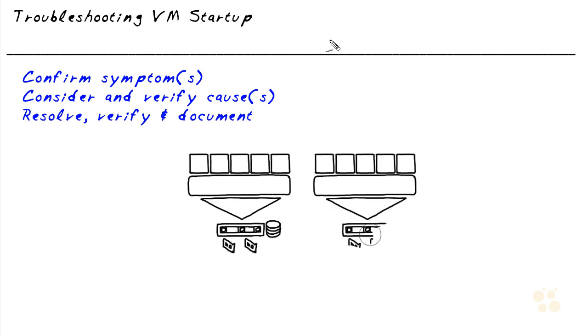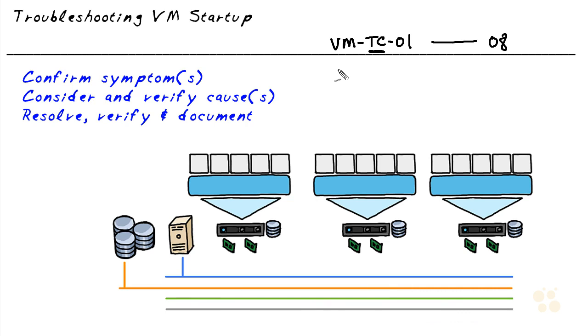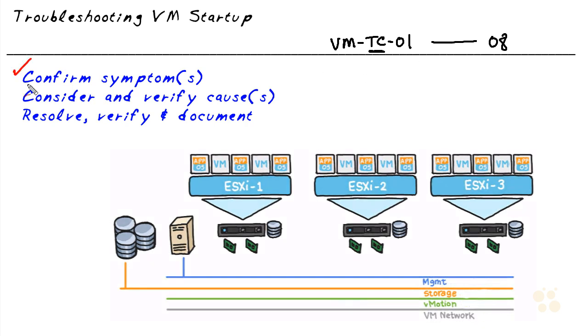For our scenario, here's the scoop. We have some VMs, VM TC01 through 08. If they are booted in order, not all of the VMs will boot up. So as we confirm the symptoms, we'd want to boot all those VMs and take a look, including any alerts or messages that are given to us during the boot process or attempted boot process.